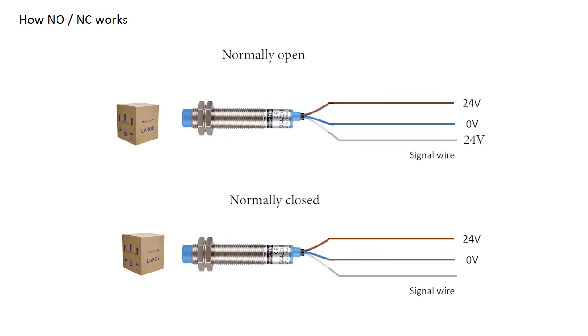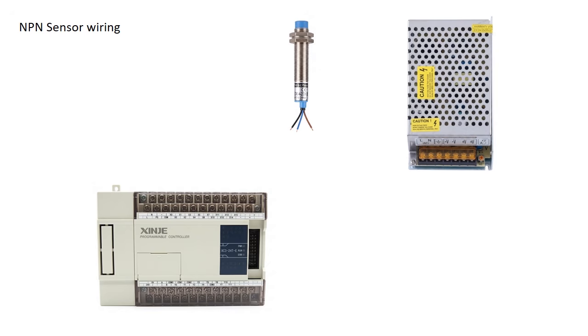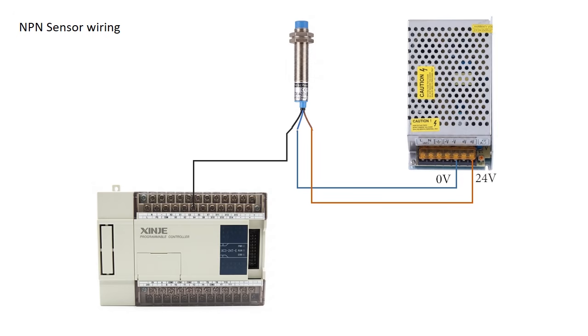Now you have a clear understanding of how these sensors work. Next, let's see how NPN and PNP sensors are connected to a PLC. In an NPN configuration, the sensor's brown wire is connected to the positive terminal of the power supply, and the blue wire is connected to the negative terminal. The sensor signal wire, normally the black, is then connected to the PLC digital input terminal, for example X4.